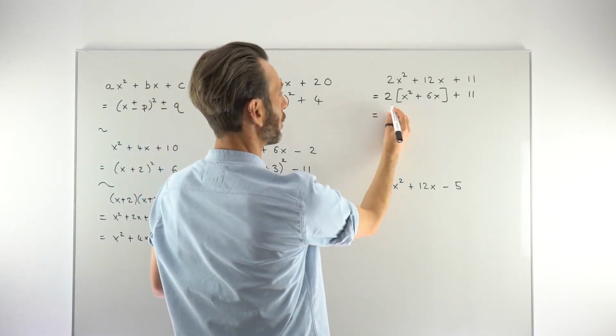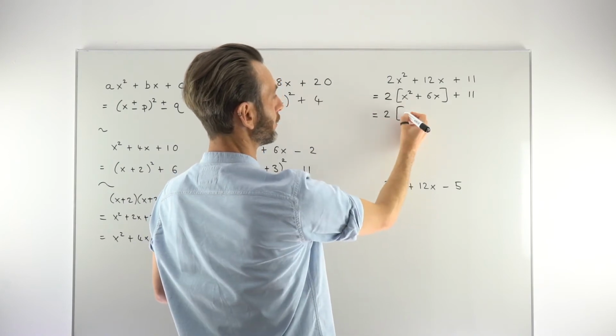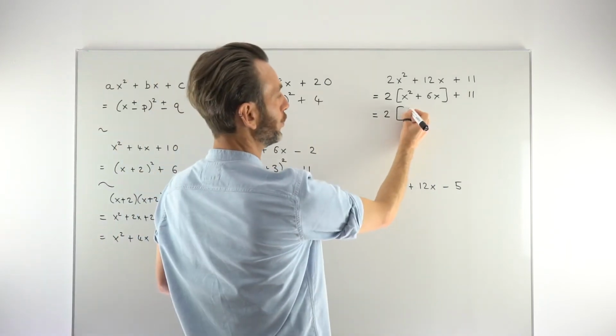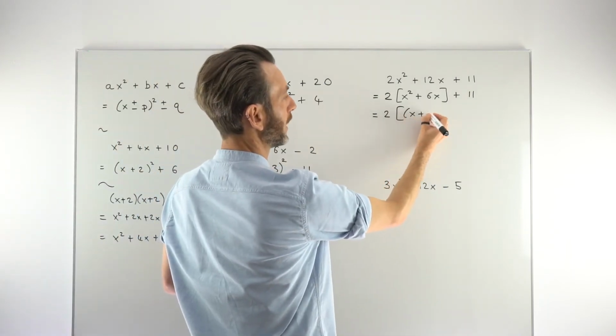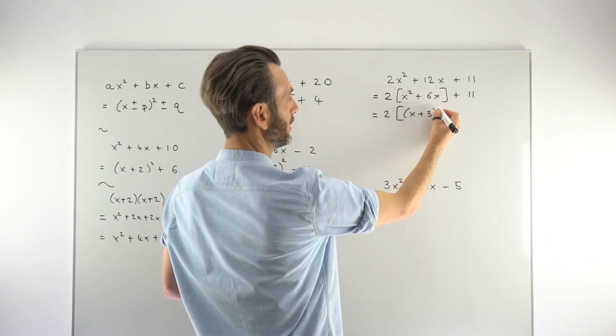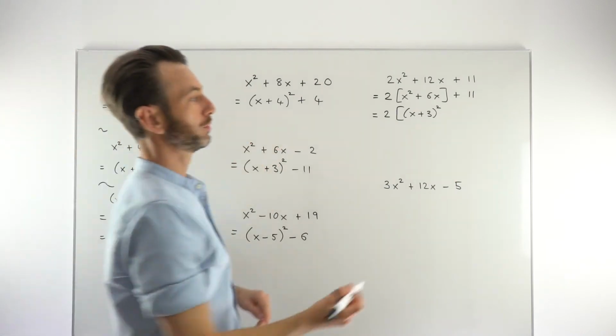The next line of working is where we complete the square, and we do that on the inside of the bracket. So we're now kind of using this technique over here. So we're opening our bracket, we're putting in an x, we're halving the number in front of the x, so half of 6 is 3, and we're putting a squared on our bracket, just like we did over here in these problems.